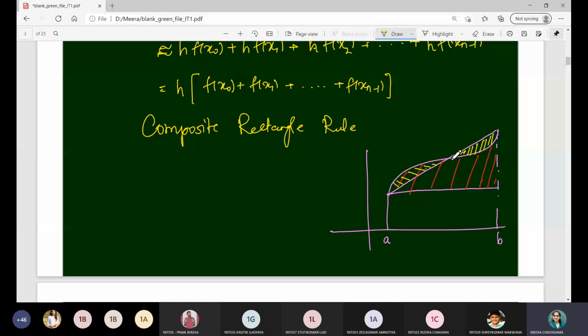Means the area under the curve is approximated by, let me write, integration a to b f of x dx is approximated as the area of the rectangle, that is this portion, plus the area of the triangle. Which triangle? That is this triangle.